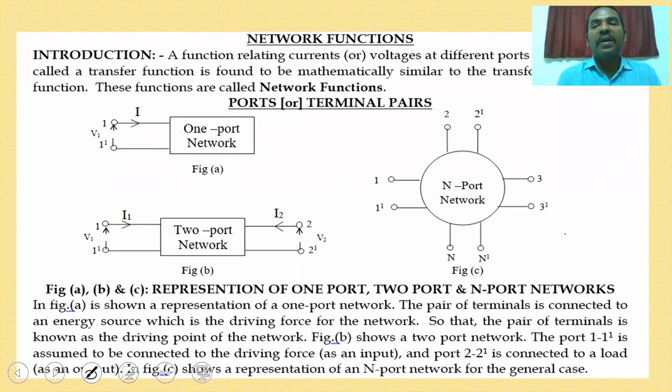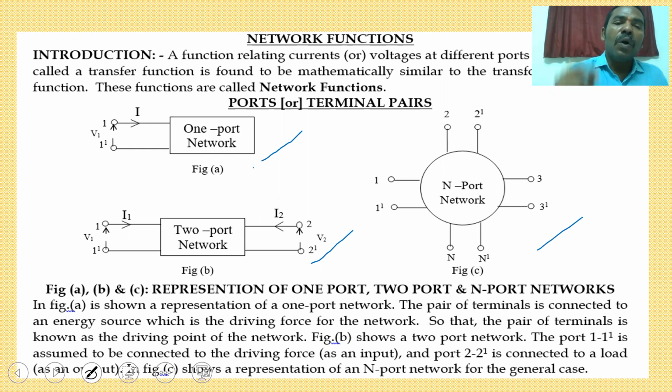Before going to the network functions, there are different types of networks. One port network: one pair of terminals, 1 and 1 dash, is connected to a complex network. Two port network means two pairs of terminals, 1 dash is one pair, 2 dash is another pair, connected to a rectangular hollow complex network. If n terminal pairs are there, 1 dash, 2 dash, 3 dash, up to n dash, then you can call it an n port network.